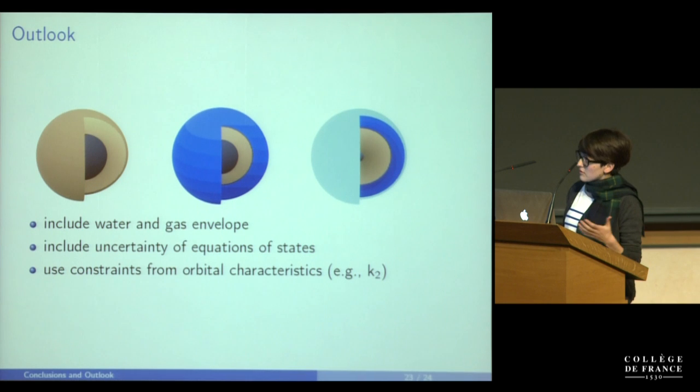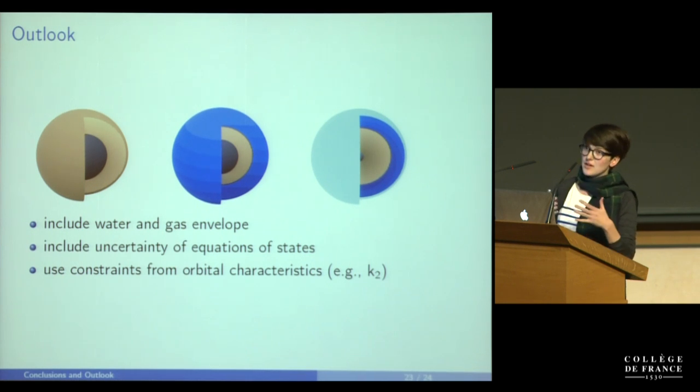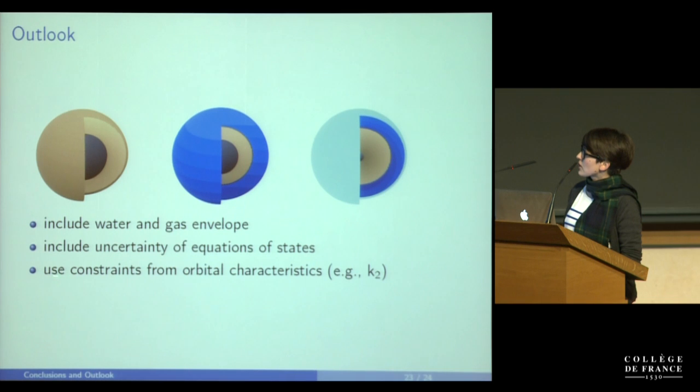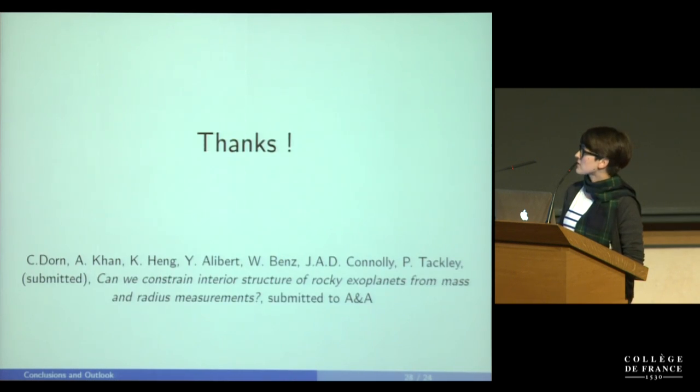Furthermore, given that there's an uncertainty associated with the equations of state, we want to include these as well. And there might be constraints for the interior structure that we can use from orbital characteristics as well. And that's it.